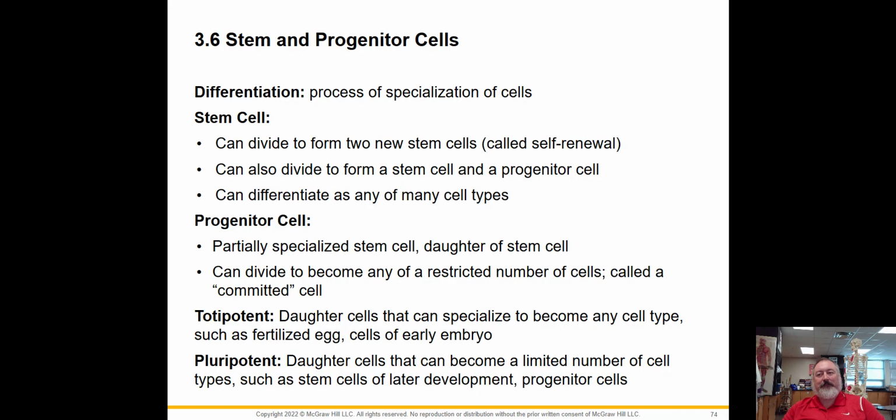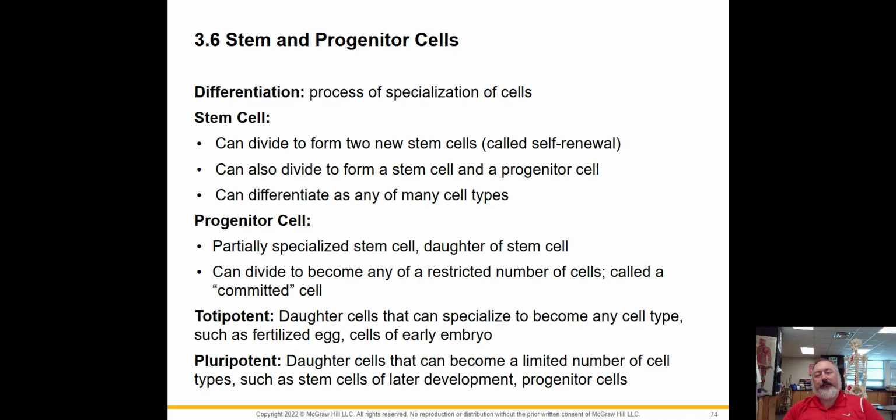So a stem cell can divide and form two new stem cells. That's great. Stem cells can also form a stem cell and a progenitor cell. And stem cells can also differentiate, as we talked about in our first section, and become specialized. All right, so progenitor cells. These are more specialized and they are a committed cell. They are a certain cell line. They can become one of many different things, but not all things.